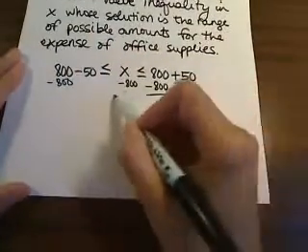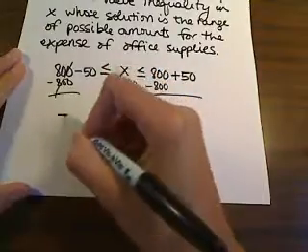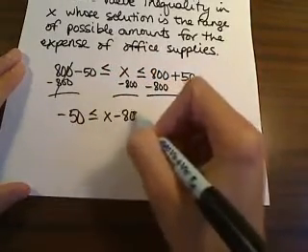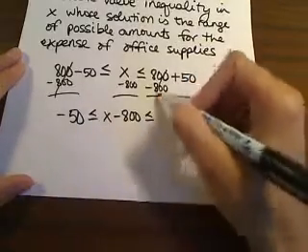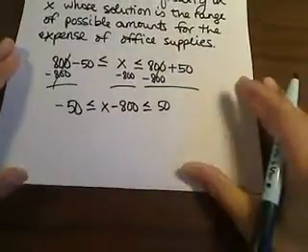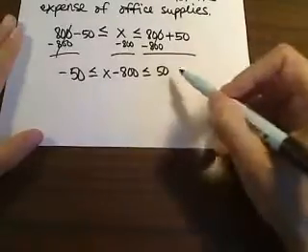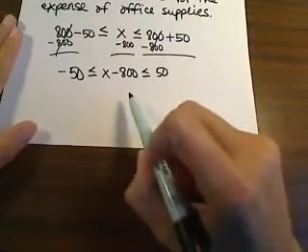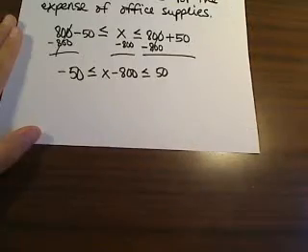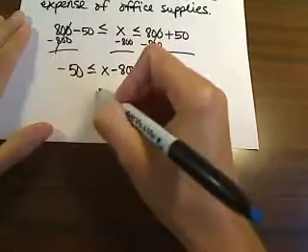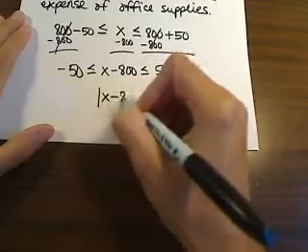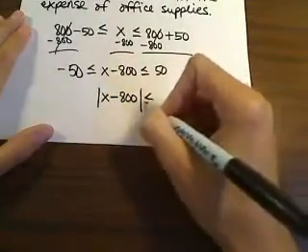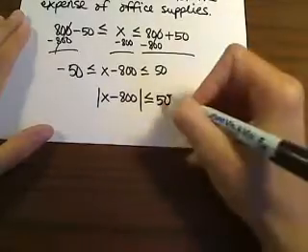So I'm going to subtract 800 from all three sides of the inequality here. That's going to give me negative 50 less than or equal to x minus 800 less than or equal to positive 50. All right, and this now looks a lot like our definition for an absolute value when we're talking about a less than statement. So I could take this one step further back and say that the absolute value of x minus 800 has to be less than or equal to 50.